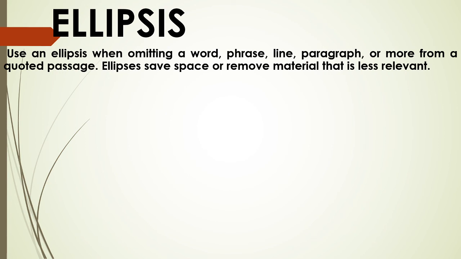And the last one, ellipsis. You're very familiar with this one because while you're writing reference to context and you copy those lines of the poem, writing just the two or three words of the beginning, then put dash, dash, dash or dot, dot, dot and the last three words. So those dot, dot, dots of yours are known as an ellipsis. Ellipsis is of many types and you need to know it. Use an ellipsis when omitting a word or a phrase, line, paragraph or more from a quoted passage. Ellipses save space or remove material that is less relevant.